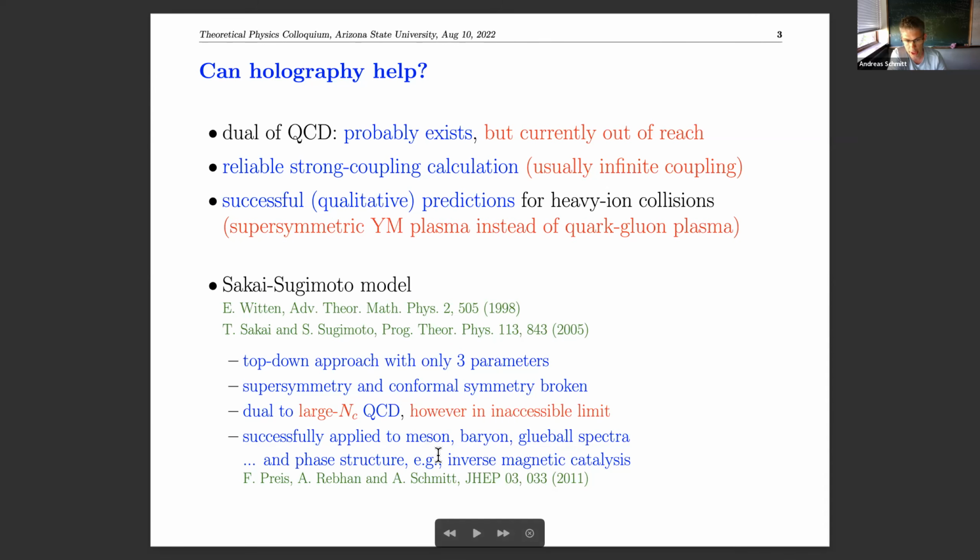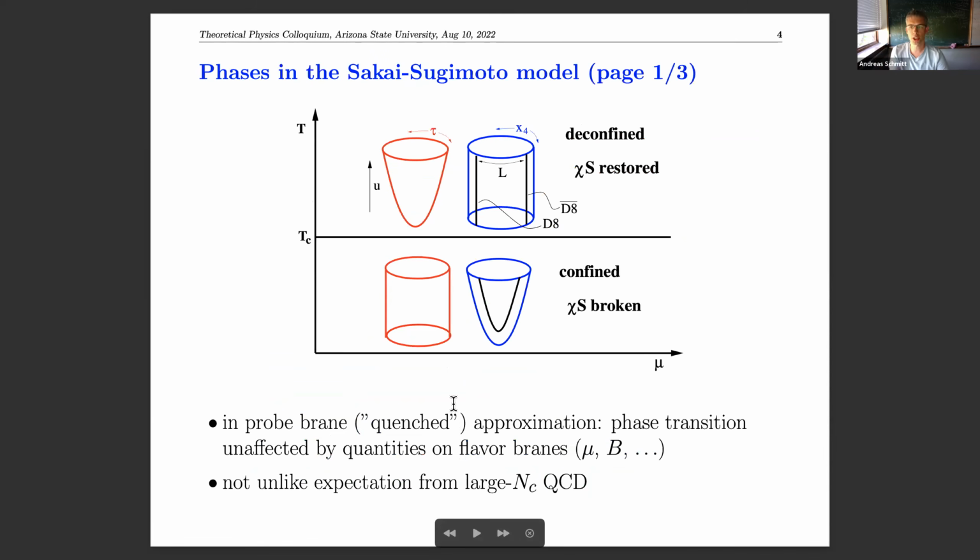And what I'm interested in here, and I've used this already in earlier works, I'm interested in the phase structure, not in vacuum physics. And it turns out that for this purpose, this model is also quite useful, at least in a qualitative sense. So here's my little introduction in 3 slides. As I said, I want to introduce the model basically only with pictures without going into any equations. So what I've done here, I've superimposed the T-mu phase diagram with the geometries of the Sakai-Sugimoto model.